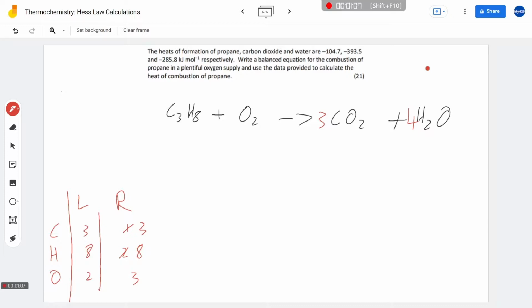But if we look at our oxygens here, how does that affect our oxygen? So we now have 3 times 2 is 6 oxygens here, plus 4 oxygens here. So we have actually 10 oxygens here. And how are we going to balance that? We have 10 on this side and 2 on this side. And so what can we put here to get 10? We can put a 5 in front of this O2 here, and that gives us a balanced equation. So now we've completed the balanced equation for the combustion of propane.